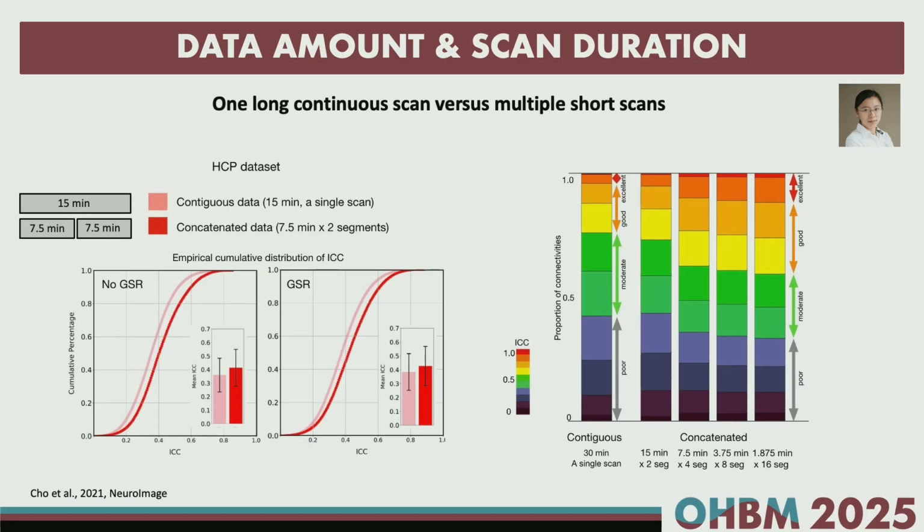To collect this much data, should we collect one long continuous scan or collect multiple short scans and concatenate them together? This study, including Ting, showed that if the total amount of data is the same, say 15 minutes, then collecting multiple shorter scans and concatenating them tends to yield higher test-retest reliability. This could be because even a brief break, like stopping the scanner for a few seconds, can help reduce head motion, especially in pediatric or clinical settings.